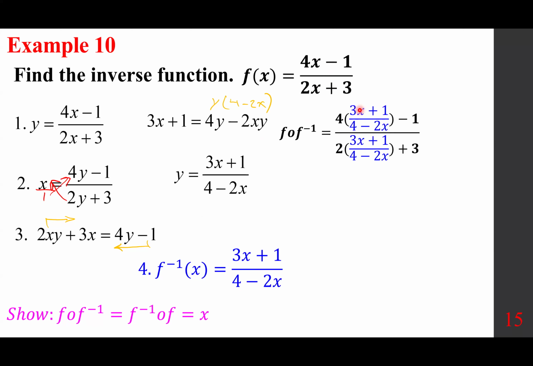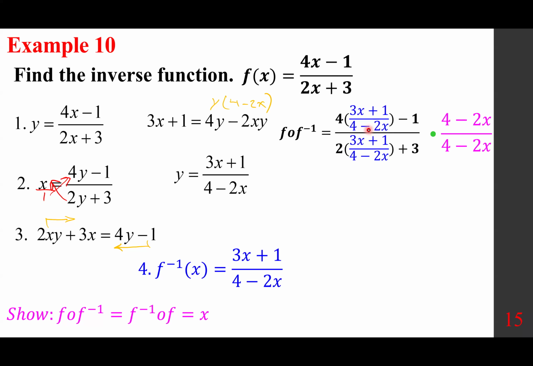So 4 times (3x plus 1) over (4 minus 2x) minus 1 over 2 times (3x plus 1) over (4 minus 2x) plus 3. This is a complex fraction. To simplify it into a simple fraction, you multiply by the LCD. In the numerator, there is only one denominator, 4 minus 2x. Same thing in the denominator. So multiply the top and the bottom by the denominator, which is 4 minus 2x.